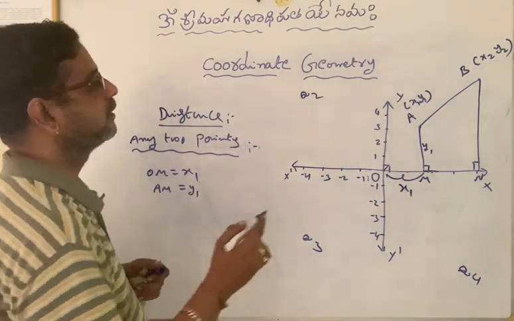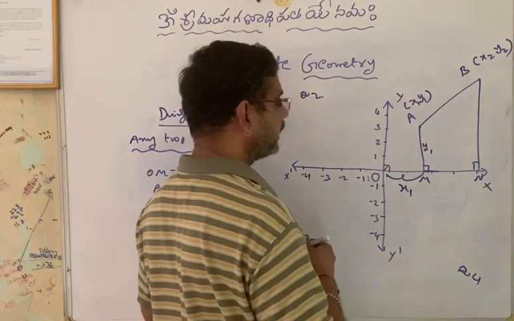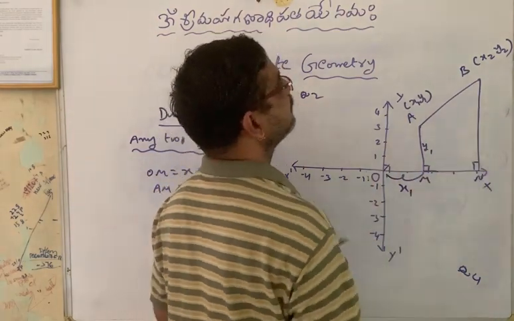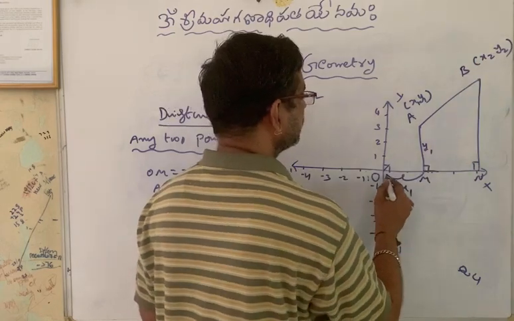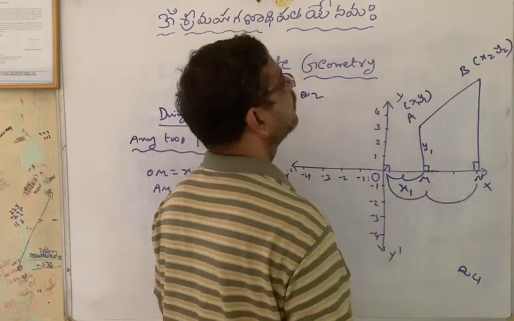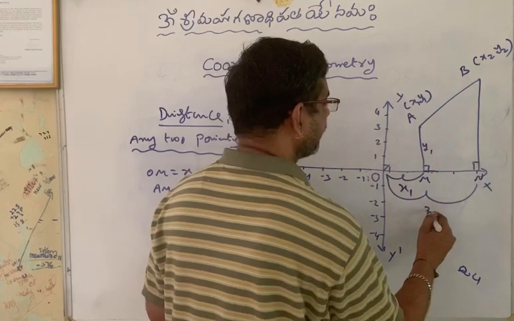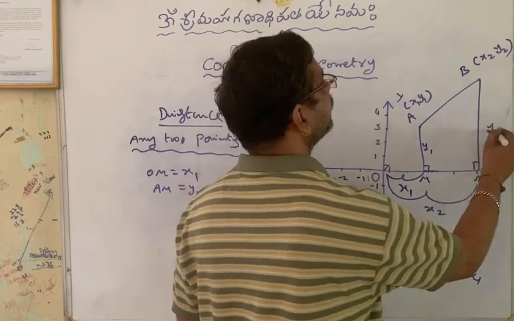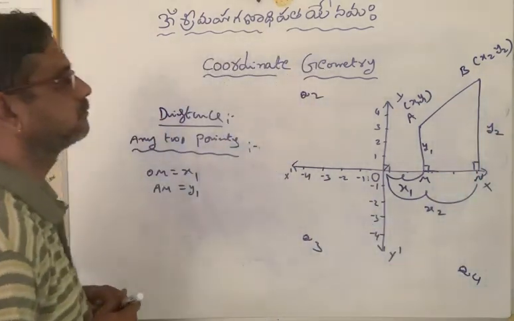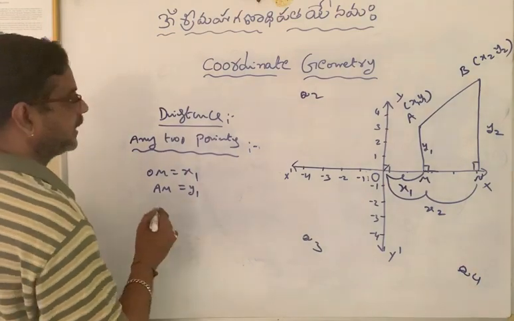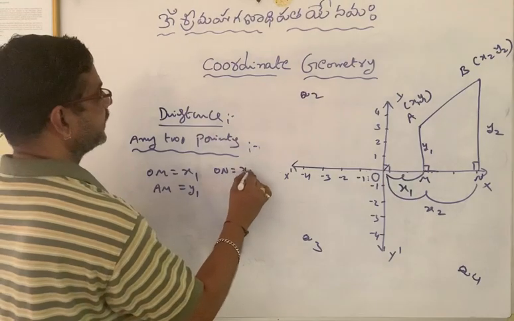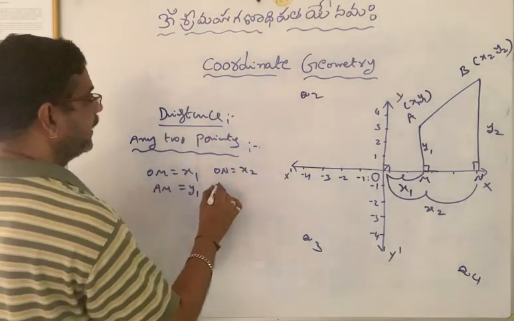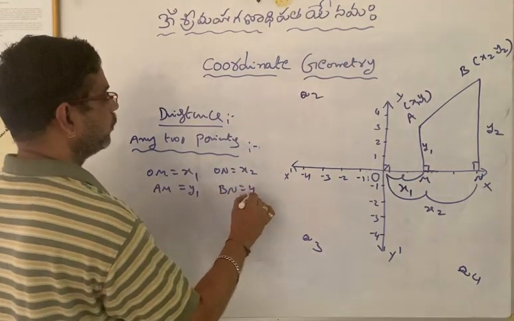Now, if you observe the position of point B, x2, y2, that means the point is x2 units away from the y-axis and y2 units away from the x-axis. That means ON is equal to x2 and BN is equal to y2.